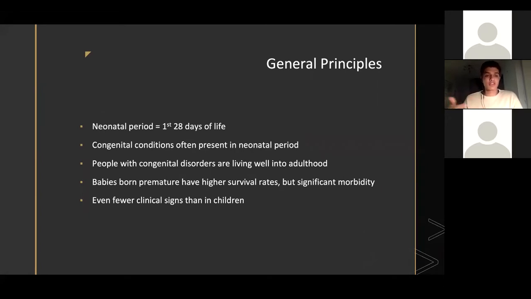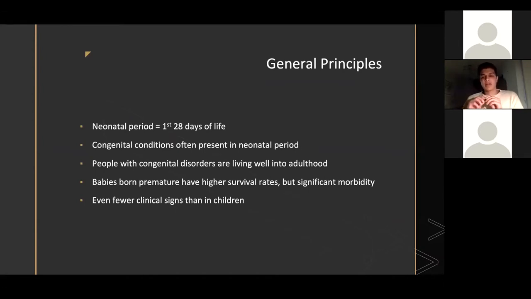So the congenital condition continues to adulthood. You'll see someone with a cardiac surgery, for example, who's now in their 40s or 50s, and that is actually not as uncommon as you think it might be. Babies born premature will have higher survival rates now because the NICU has been so good over the last decade, but they have significant morbidity. So you're gonna see a lot more of them as a healthcare professional proportionate to a normal healthy person, for example.